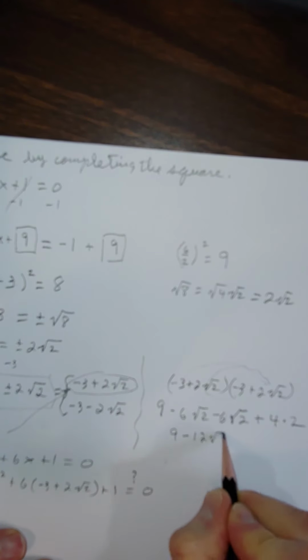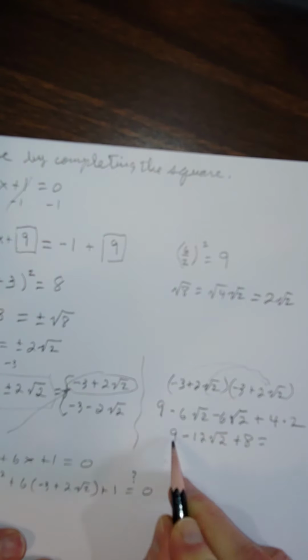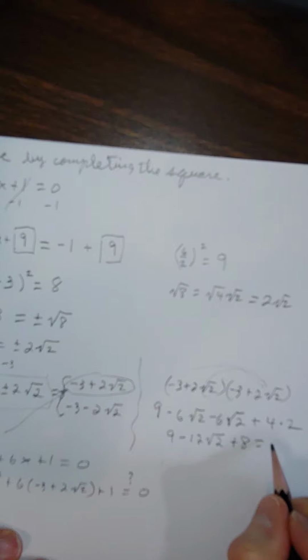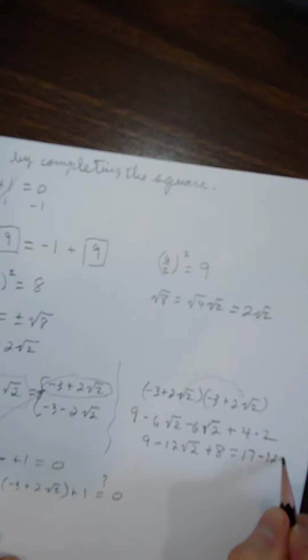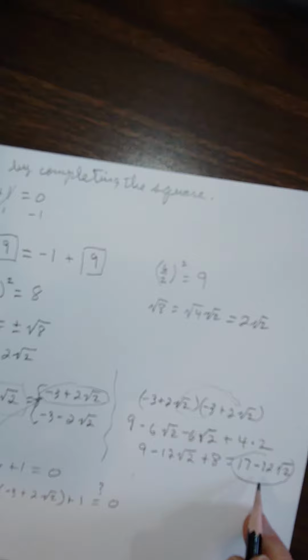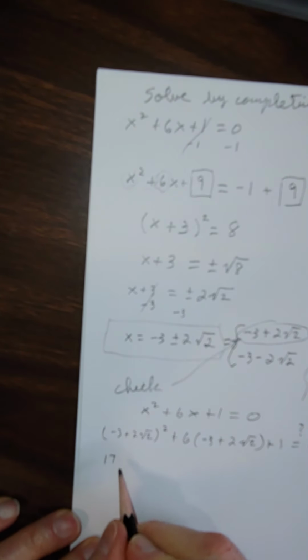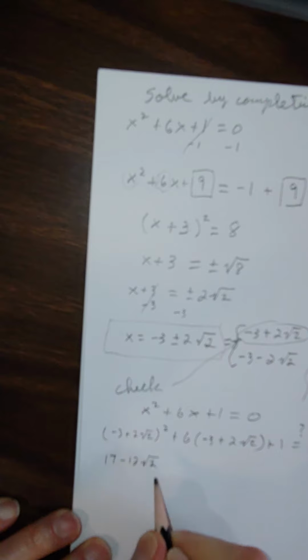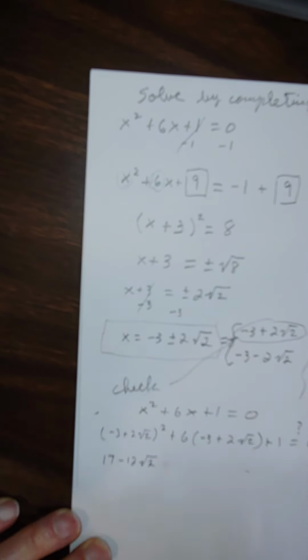These are like radicals. -6 more, plus 8. 9 and 8 are 17, right? So we have 17 minus 12 times the square root of 2. That is this thing squared. So I'm going to replace this right here with that. You can't see it, but it's 17 minus 12 times the square root of 2, and then plus, I'm going to distribute the multiplication here. 6 times -3 is -18, so let me just make this -18.